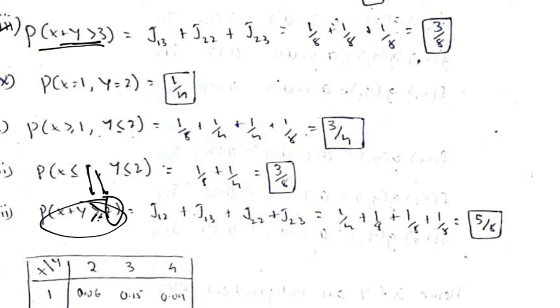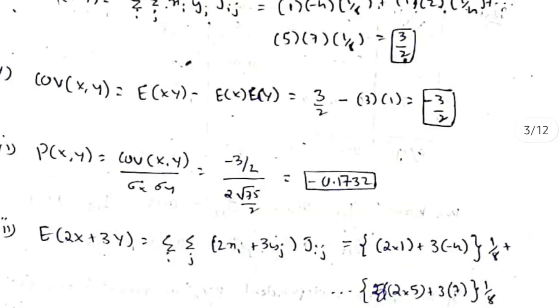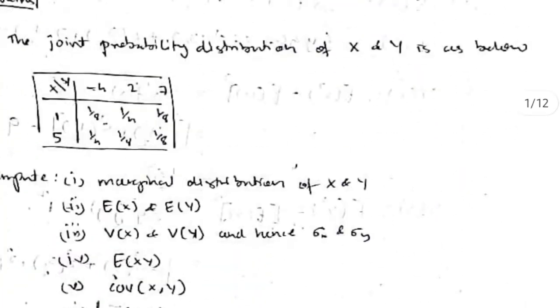In the earlier one we just chose those greater than 3, but here equal also is to be considered. Find out those elements. These are the 4 elements: j12, j13, j22 and j23. Find out the sum and that will be your final answer. So this was the first type of question which could be asked under this topic.